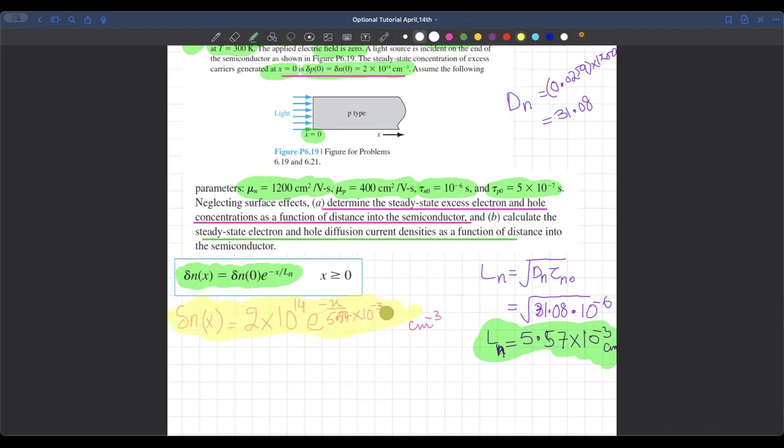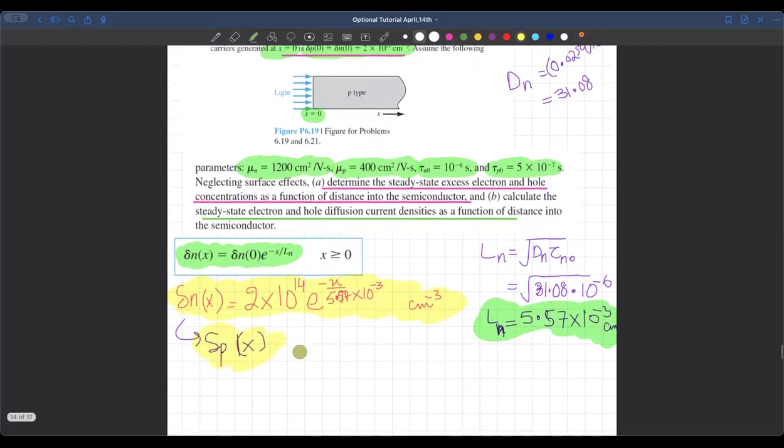They asked for determine the steady state excess electron and hole concentration for distance into the semiconductor. Of course, for holes, it's going to be the same, okay? It is just going to follow the characteristics of the minority carriers. So this is also this one. You're going to use the formula for the minority carriers, and then you will say like, okay, for the majority carriers, it's also going to be the same because they will have this same, okay? Are you okay with this one?